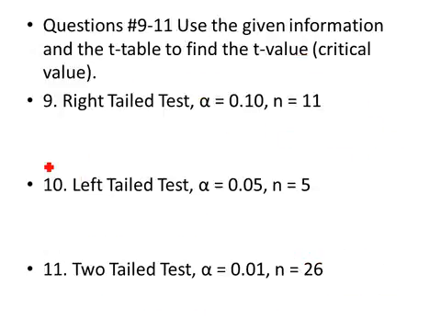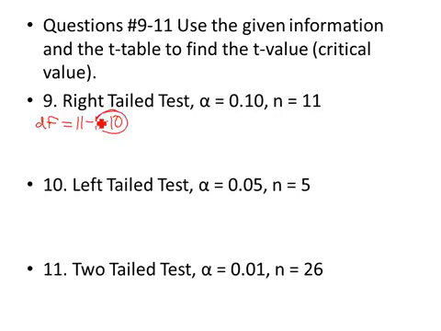Next one, questions 9 through 11. T-table, so get out your T-table. On the T-table, we have a right-tailed test. Our alpha is 10% or 0.10, and our N is 11. First thing you gotta do on this one, find your degrees of freedom. What is our degrees of freedom in this case? 10. All right, remember it's your N minus 1, so your degrees of freedom is 10.